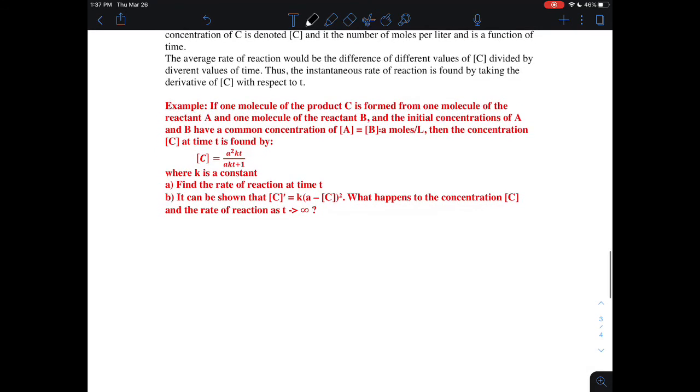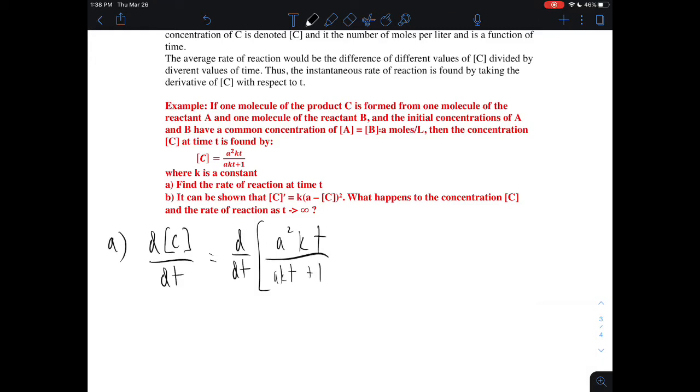So first, part a, find the rate of reaction at time t. So the rate of reaction, or the instantaneous rate of reaction, would be just the derivative of the concentration of C with respect to t, which means the derivative with respect to t of that fraction that we have, a squared, where that's just a constant squared, times k, another constant, times t, our actual independent variable, divided by akt plus 1.